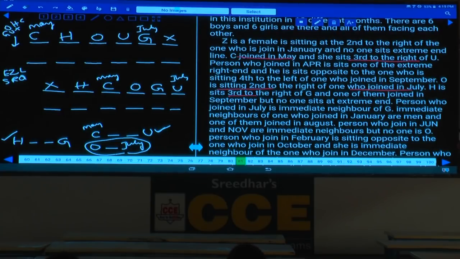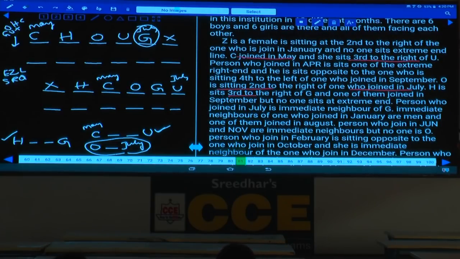The person who joined in July is an immediate neighbor of G. But in the first case, G and July are one and the same, so that case is completely ruled out. The first case is ruled out because G himself is July, but this person must be an immediate neighbor of G. Hence, as this case is ruled out, which one are we left with? Now we are left with the second case only. Are you following this or not?